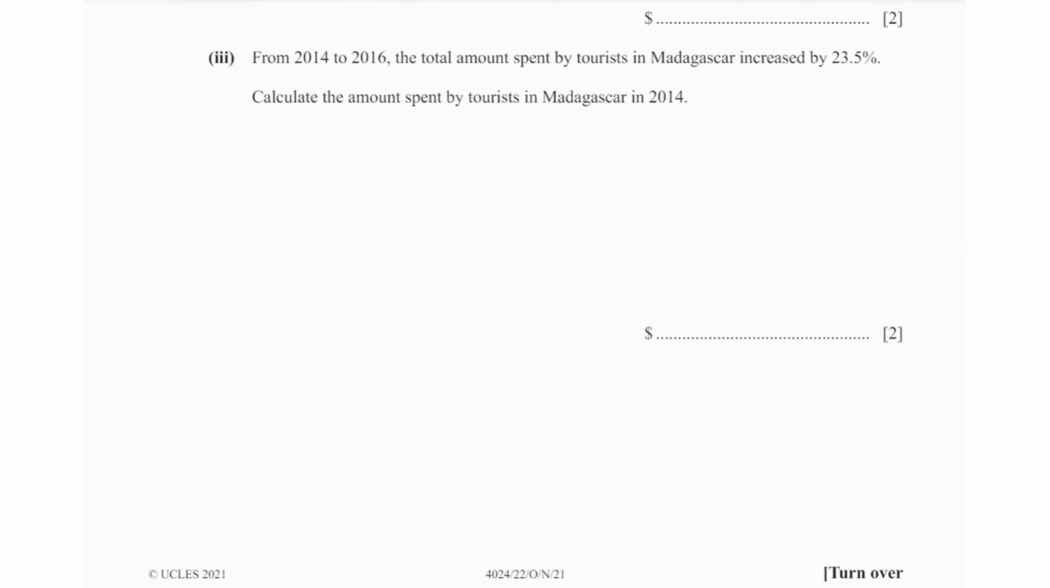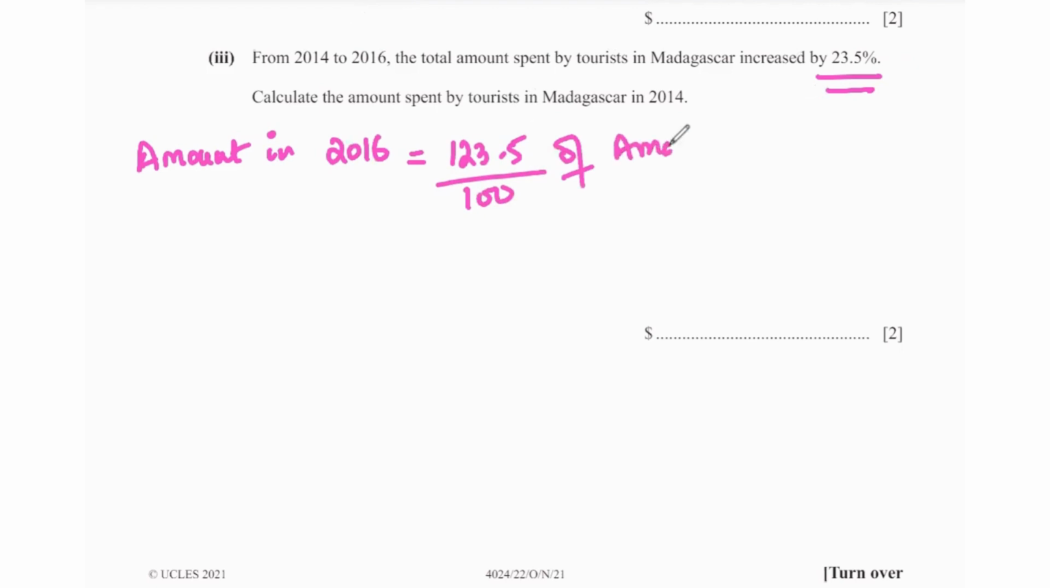From 2014-2016, the total amount spent by tourists in Madagascar increased by 23.5%. Calculate the amount spent by tourists in Madagascar in 2014. So it's increasing by 23.5%, which means your amount in 2016 is basically 123.5% of the amount in 2014. Because obviously there's a 100% of the entire amount that exists in 2014.